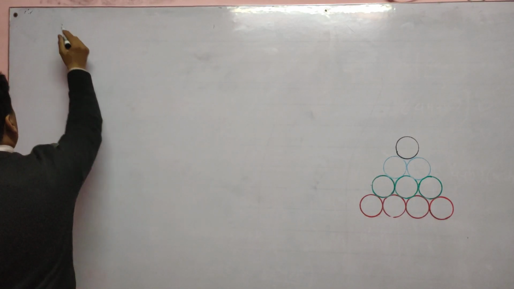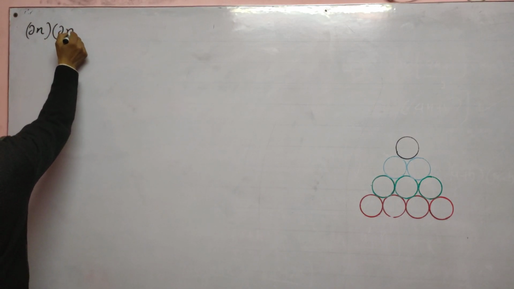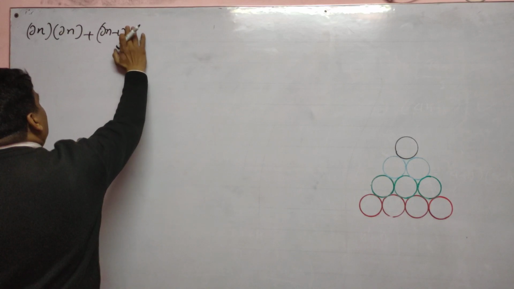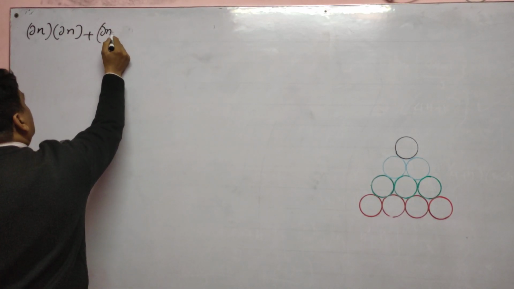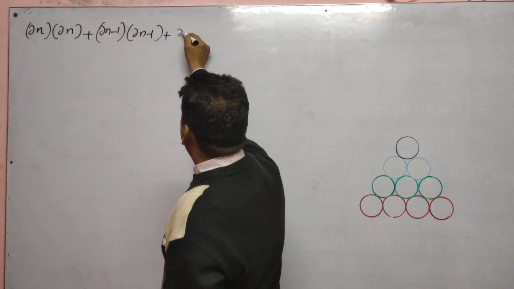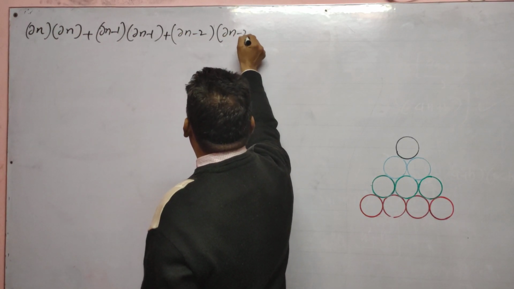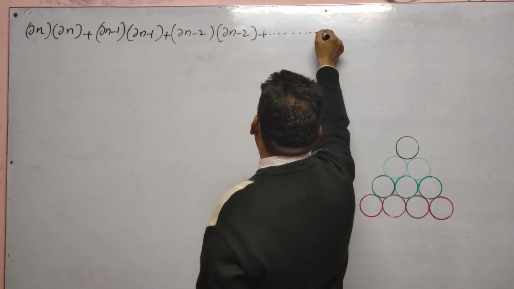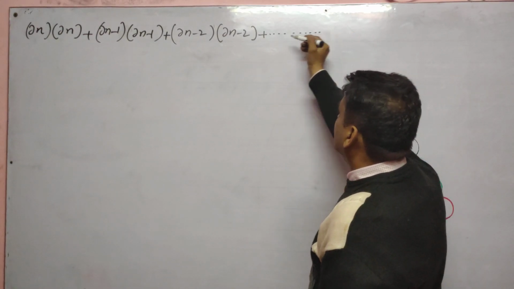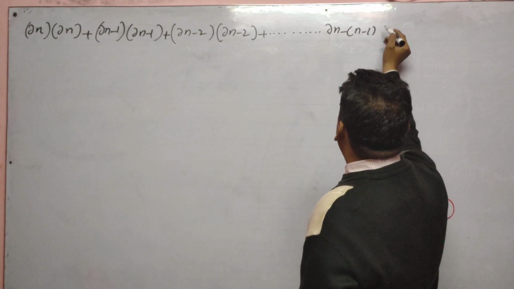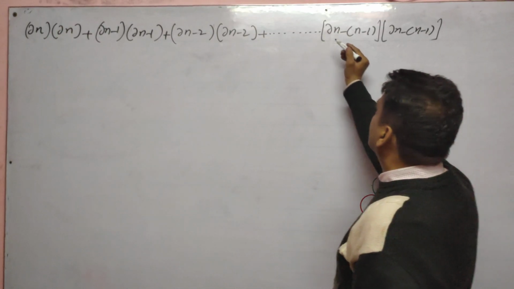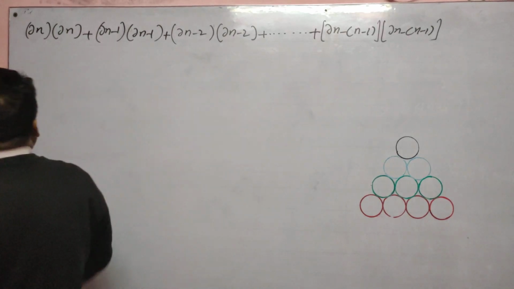Number of oranges in the first layer, 2n multiply 2n, plus the number of oranges in the second last layer, 2n minus 1 multiply 2n minus 1, plus the number of oranges in the third last layer, 2n minus 2 multiply 2n minus 2, plus and so on, the number of oranges in the n-th last layer, 2n minus (n minus 1) multiply 2n minus (n minus 1). These are the total number of oranges in a pile.